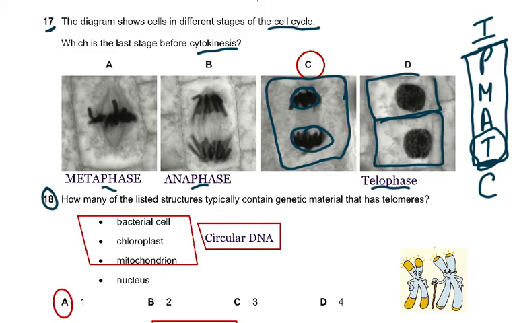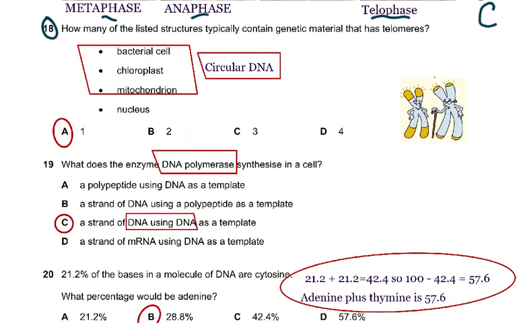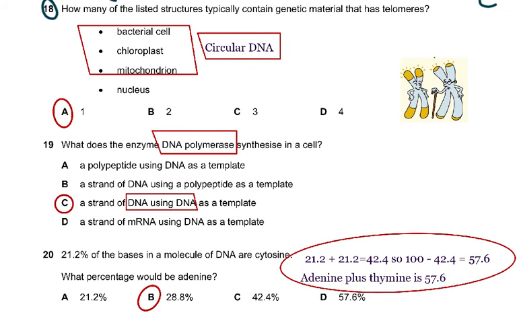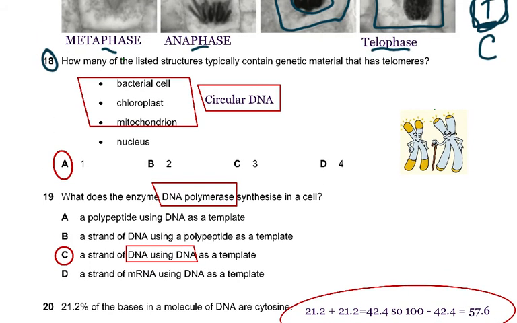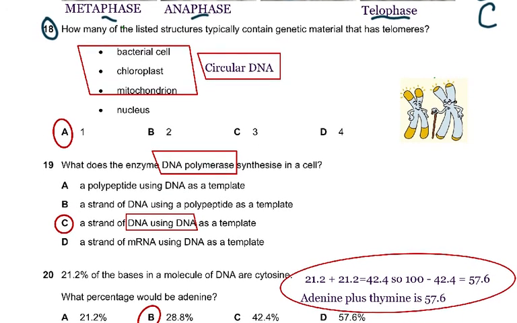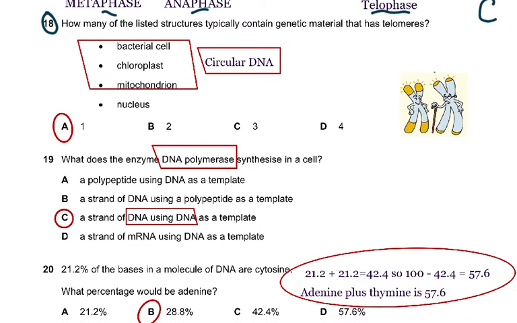Then coming on to question 18. How many of the listed structures typically contain genetic material that has telomeres? Bacterial cell has a loop of DNA. Chloroplasts have a loop of DNA. Mitochondrion has a circular DNA. So you have to understand how many of the structures typically contain genetic material that has telomeres. So 1, 2, 3, and 4.